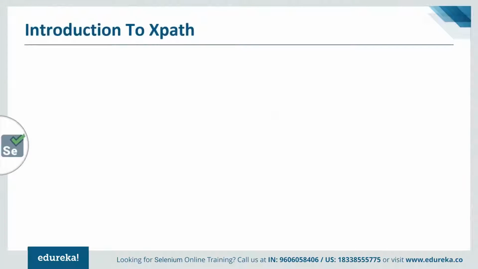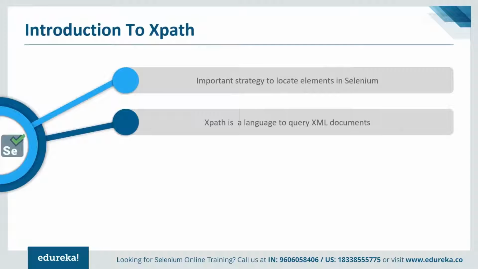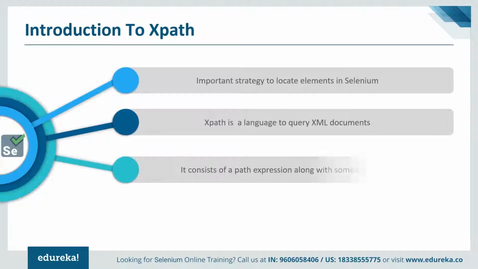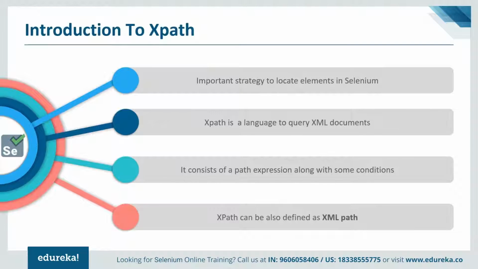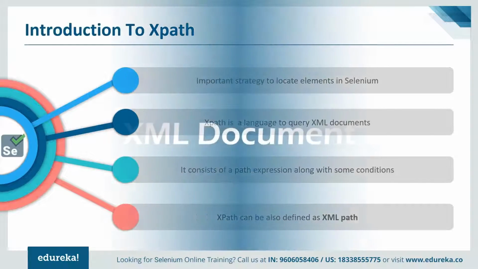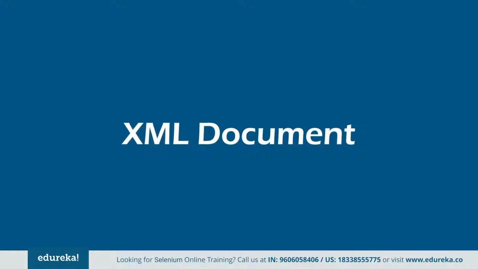So what is XPath? XPath, also called XML path, is a language to query XML documents. It consists of a path expression along with some conditions. And as I have already mentioned, it is an important strategy to locate elements in Selenium. Now, let's see what an XML document looks like.